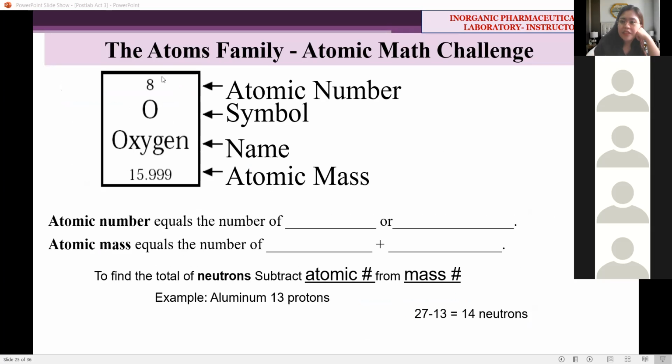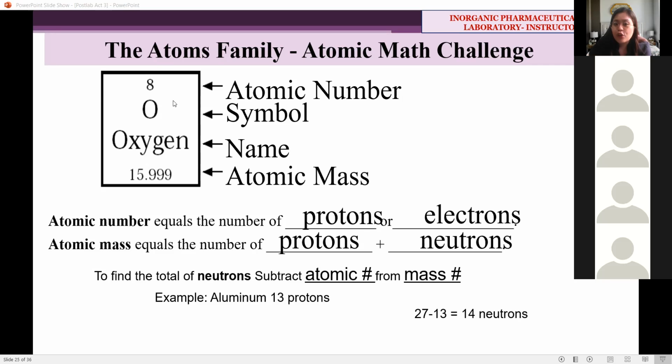Now, how about the atomic number? What does the atomic number represent? It can be the protons or the electrons for neutral atoms, because the number of protons and electrons is the same. But for the atomic mass, it is protons plus neutrons, which is different from the atomic number. So we need to combine protons and neutrons to get the atomic mass. So if we want to know the number of neutrons, we just subtract: atomic mass minus atomic number.